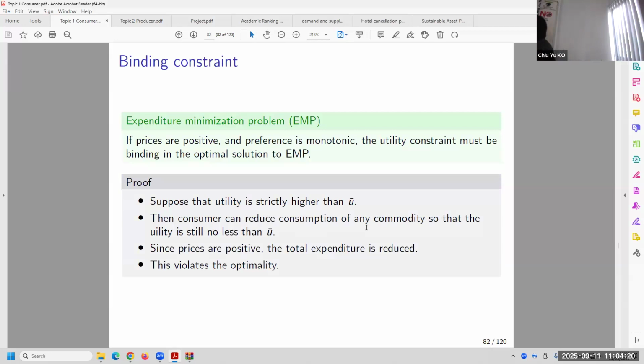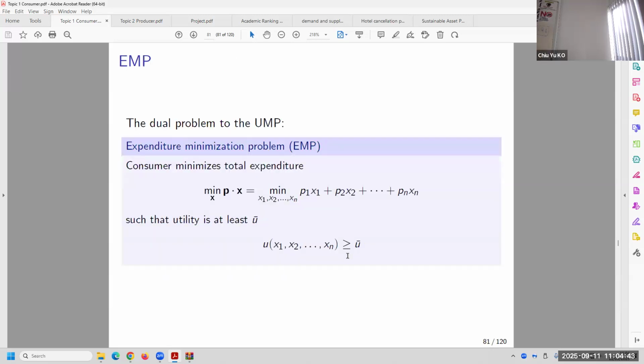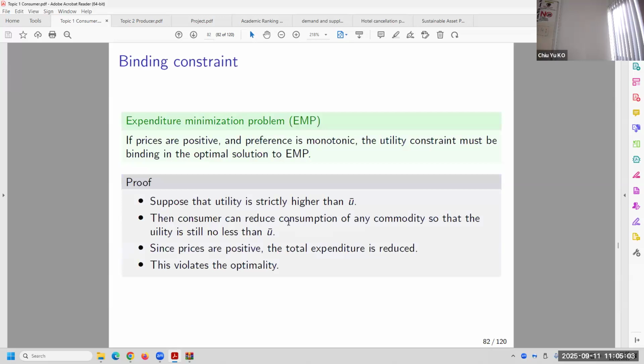So let's see some implications. If the prices are positive and your preference is monotone, price positive means that everything you need to pay for, and monotone means, remember, more is better, right? The first implication is that the constraint must be binding, an equal sign. The reason is if it's not an equal sign, then you can reduce something to make this less expensive. So at the optimum, this must be binding. That is the proof I wrote down in the black one, but as I said, no one cares about the proof anyway; it's just there if you want to check.